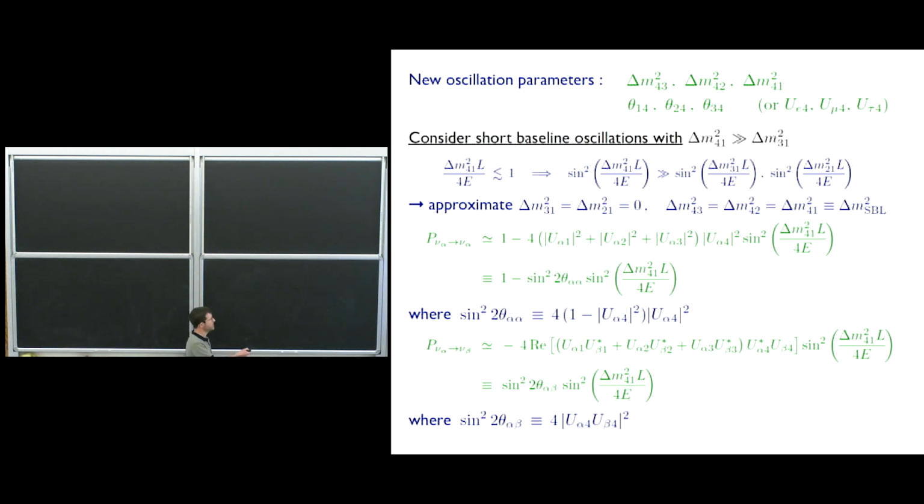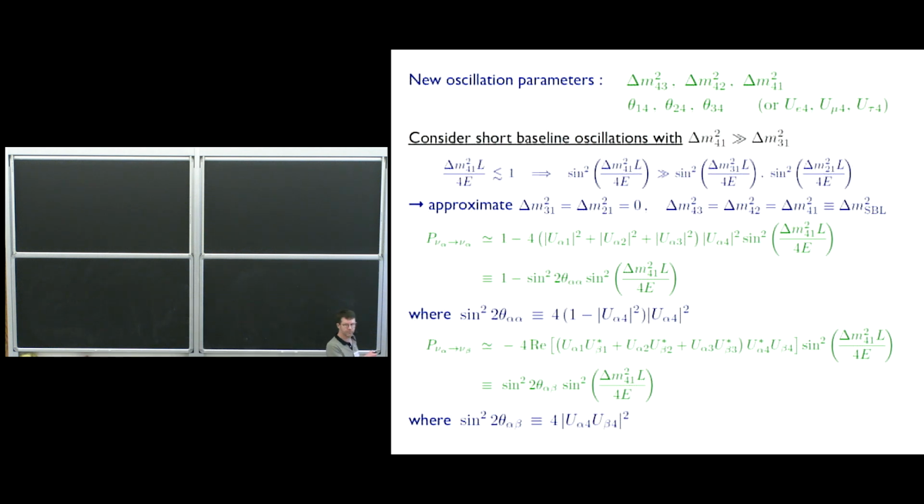So the disappearance probability is the probability for nu alpha to be detected as a nu alpha. It's just given by this very simple expression, of course, with those assumptions. And using the unitarity of the 4 times 4 PMNS matrix, I can write it in the form of something that looks like a 2 flavor oscillation, where this sin squared 2 theta alpha alpha is simply defined by this: 4 times 1 minus |U alpha 4| squared times |U alpha 4| squared. Very simple, okay? It's the effective mixing angle that governs short baseline disappearance.